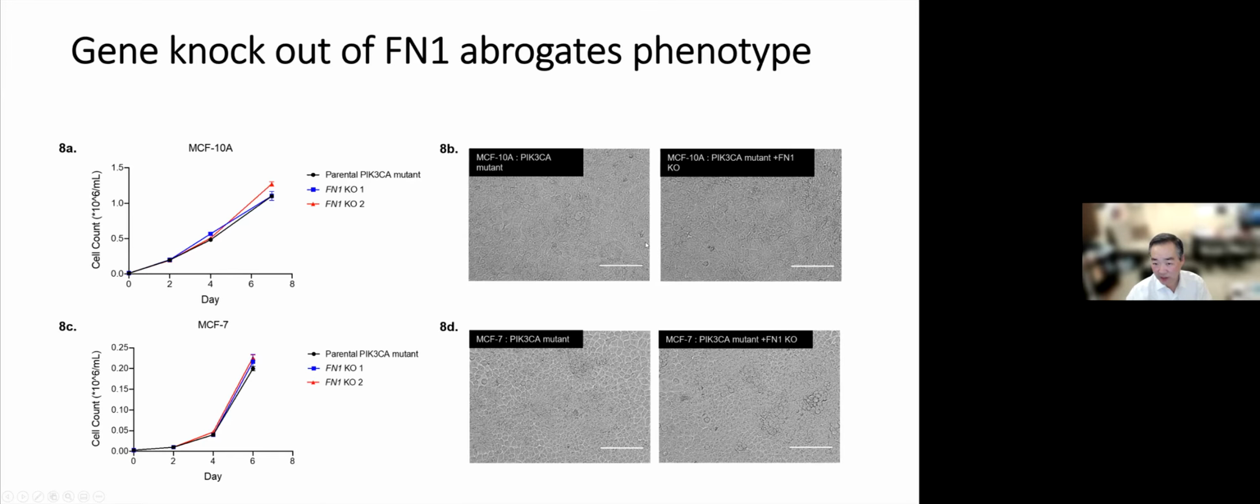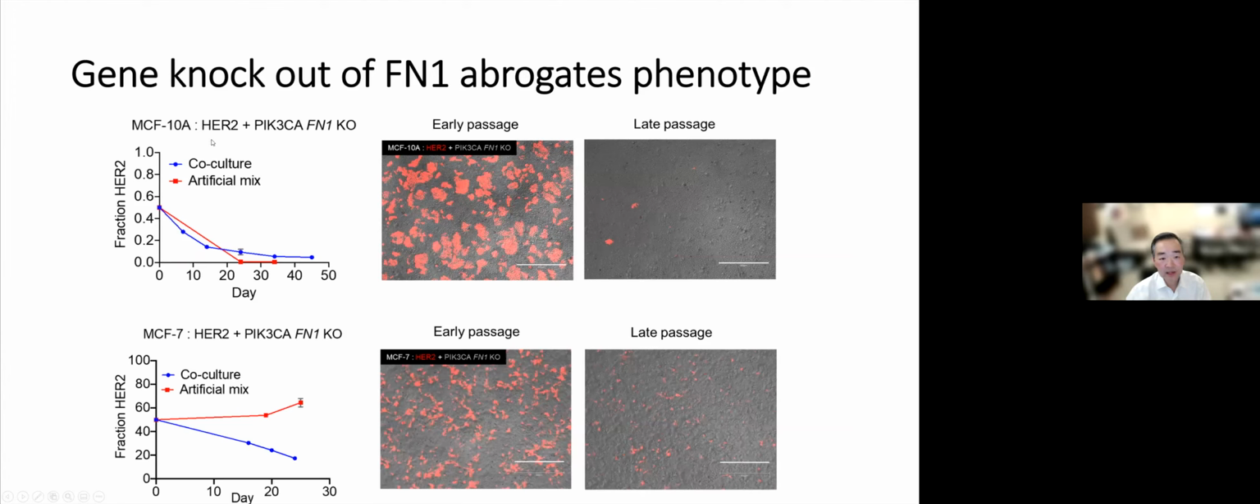I apologize. We don't have the red green tag here, so maybe it may not be as easy to see. Oh, wait, I'm getting this screwed up. I apologize. This is just looking at the cell's morphology grown in a single culture of the PIK3CA mutant versus the PIK3CA mutant with the FN1 knockout. But this is the one that really shows the difference of fibronectin being knocked out in PIK3CA.